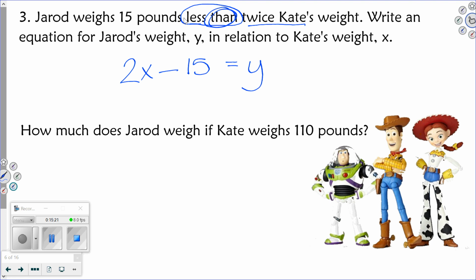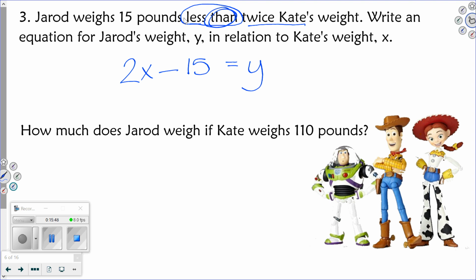So when it said Jared weighs 15 pounds less than, so minus 15, twice Kate's weight, 2 times X, and that's Kate. Are we okay? I kind of pulled the less than. It was a minus. That means the 15 has to go after that. Twice Kate, 2X. Again, if it did not tell me X and Y, I would have said 2K, 2 times Kate's. To me, that makes more sense. But it said X and Y, so I had to go with it.